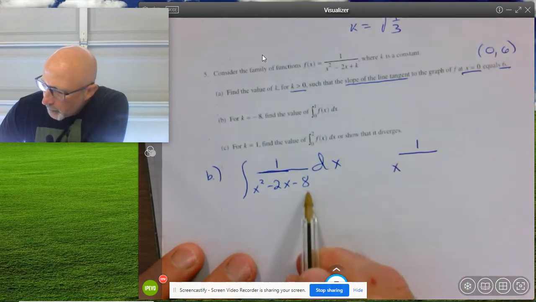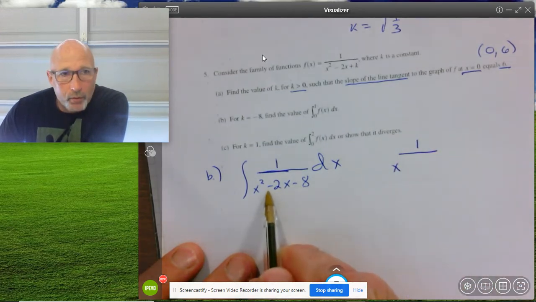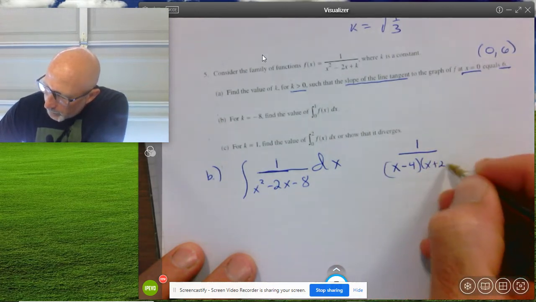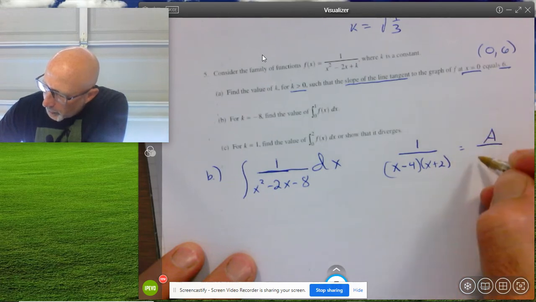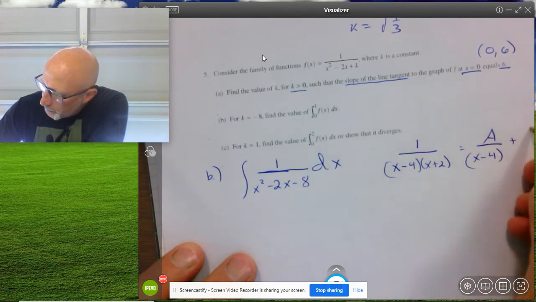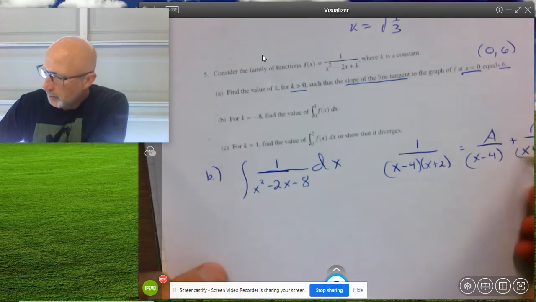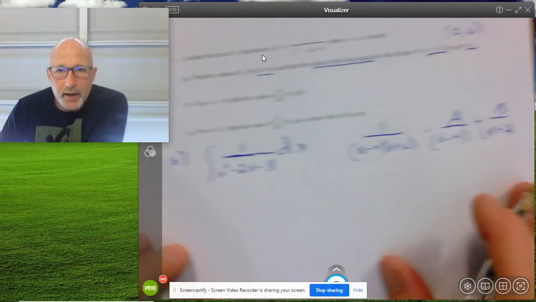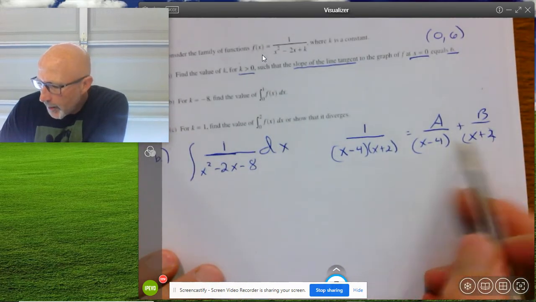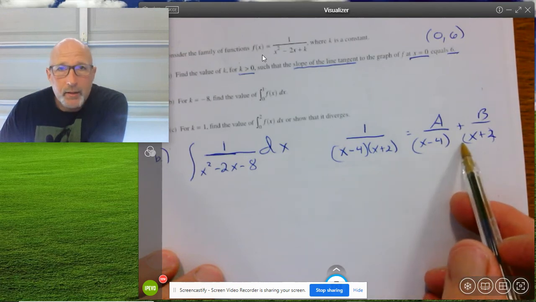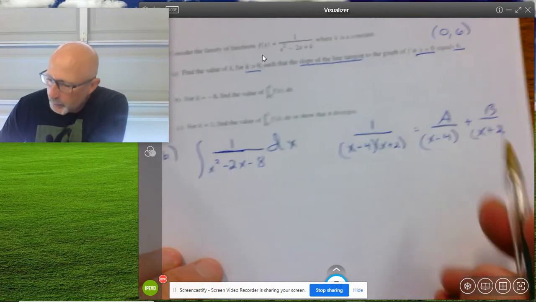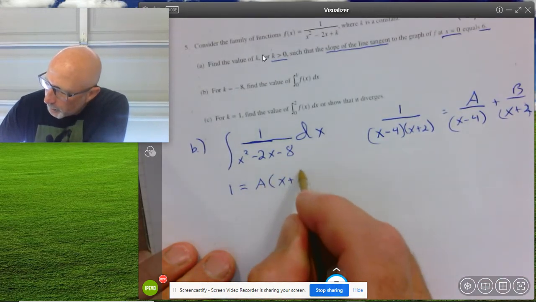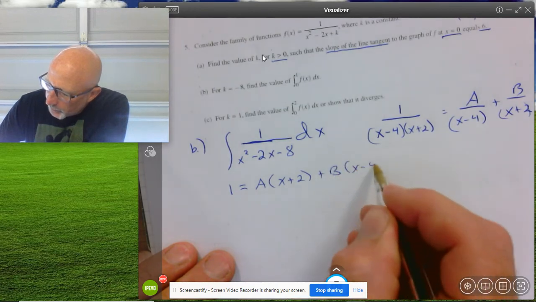So factors of -8 that add up to -2 are -4 and +2. So x minus 4 times x plus 2. And that's going to be equal to some a value all over x minus 4 plus some b value all over x plus 2. Okay, simplifying this, remember, I don't actually pay attention to the denominators because when I combine these two fractions, the denominators are going to be the same. And the only way you can have them be the same is if the numerators are the same. So I have 1 is equal to a times x plus 2 plus b times x minus 4.